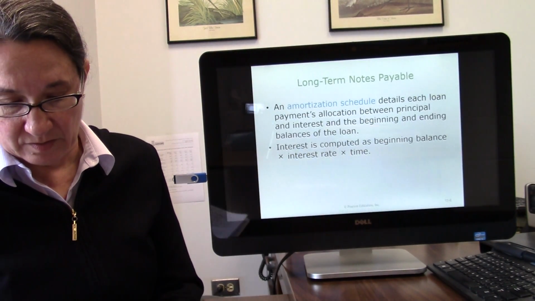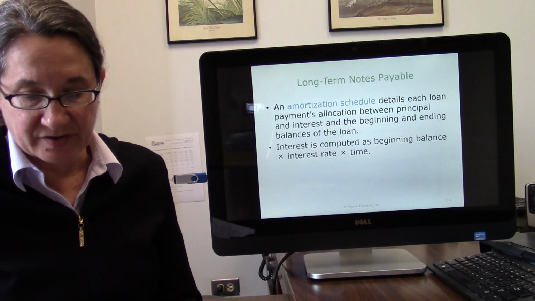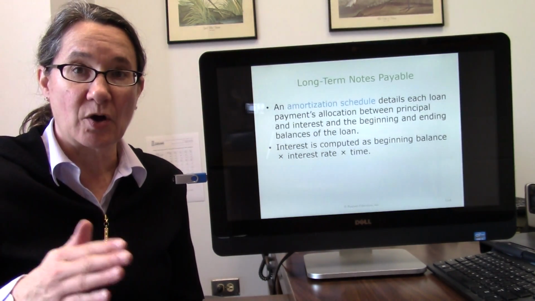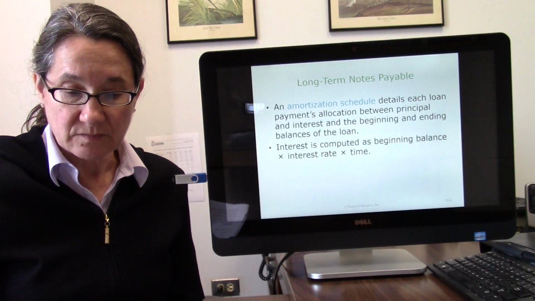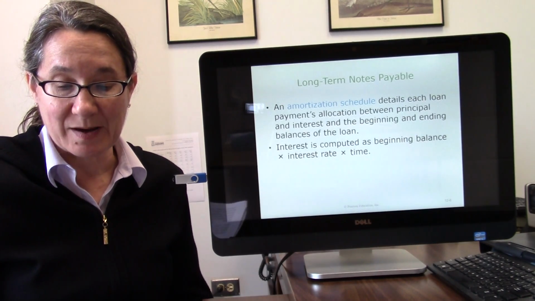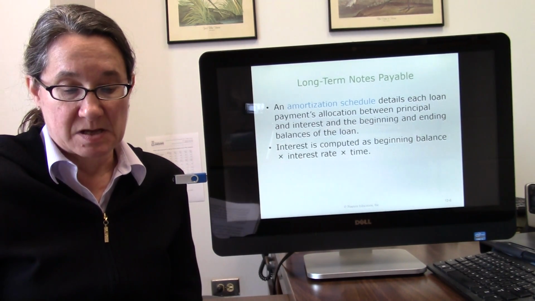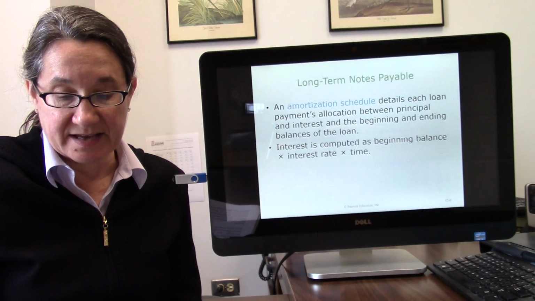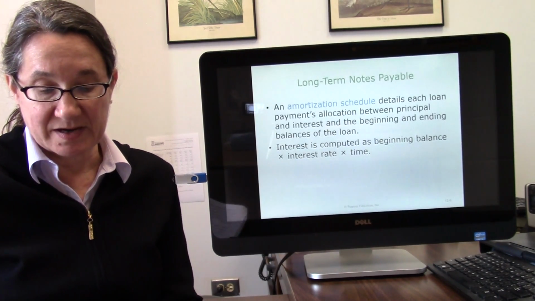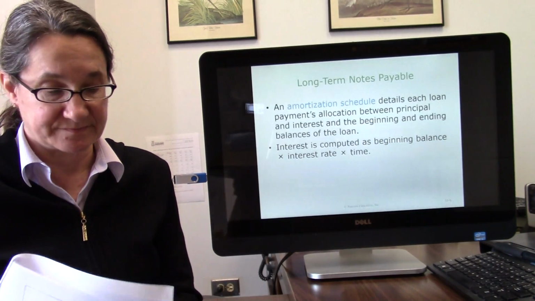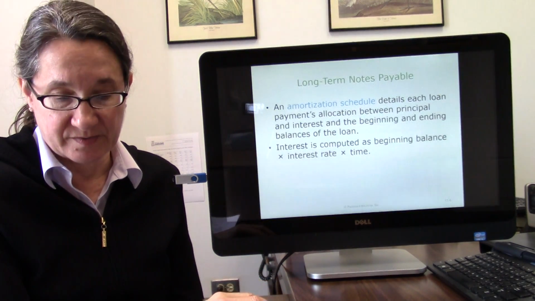Now, on December 31, 2017, TuTh Learning will make a $5,000 principal payment plus interest, right? So they're going to owe that money on December 31st. An amortization schedule is a schedule that details each loan payment's allocation between principal and interest and the beginning and ending loan balances. TuTh Learning will calculate interest expense as beginning balance times the interest rate times the time. The total cash payment is the principal payment plus interest. So this should look pretty familiar. Principal times rate times time. How you calculate interest. Should not feel weird at all.